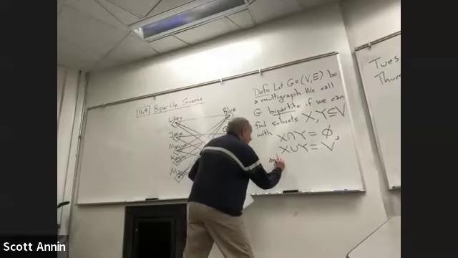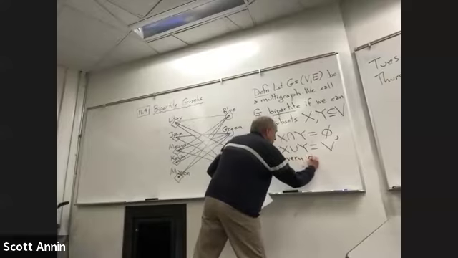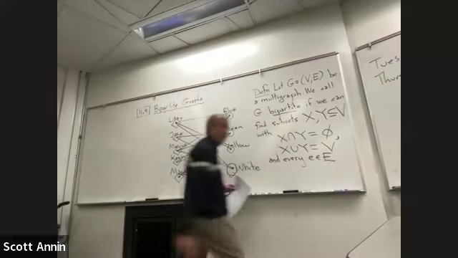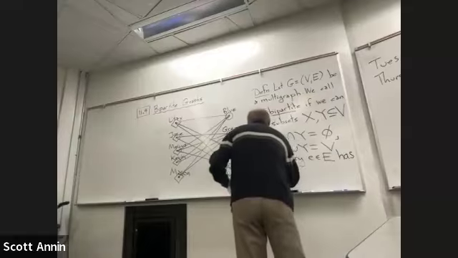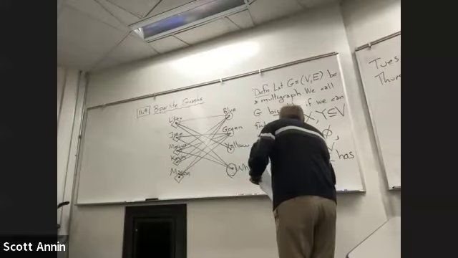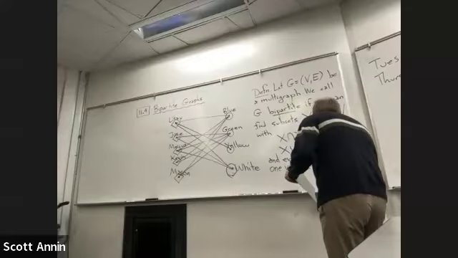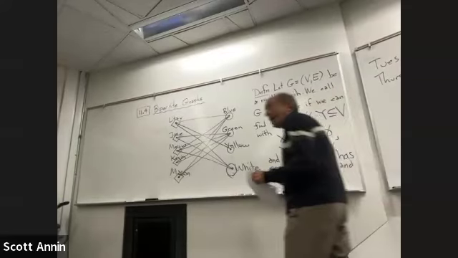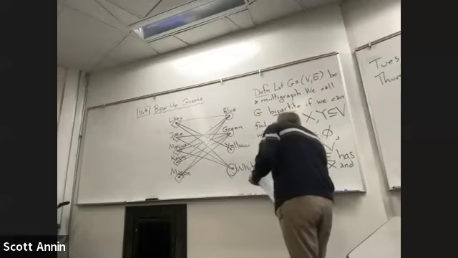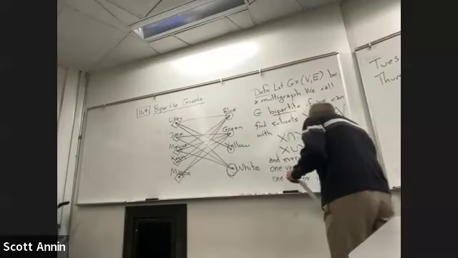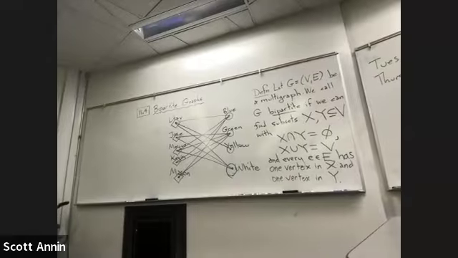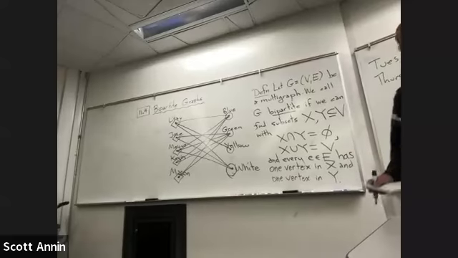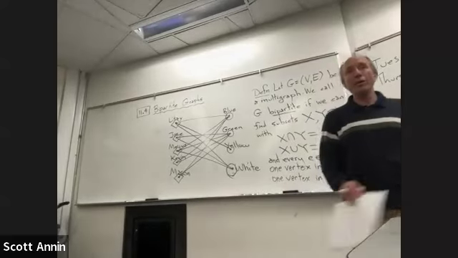And every edge, little e in capital E, has one vertex in capital X and one vertex in capital Y. So that is a bipartite graph. And we have a nice example of one on the board here.